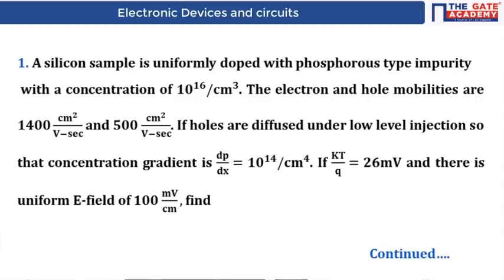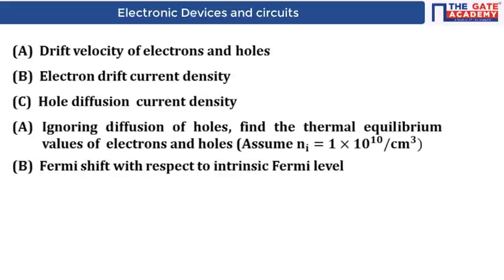If the holes are diffused under low level injection so that the concentration gradient dP by dx is equal to 10 power 14 per centimeter cube meter. If kT by Q is 26 millivolts and there is uniform electric field of 100 millivolt per centimeter, then find option A. The first part of the question is the drift velocity of electrons and holes.